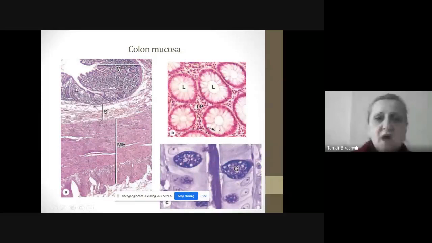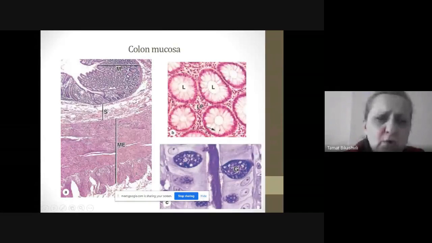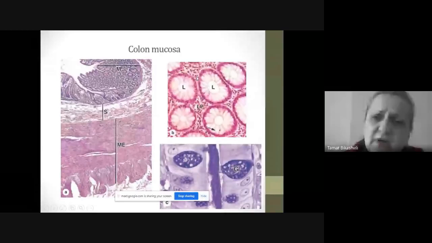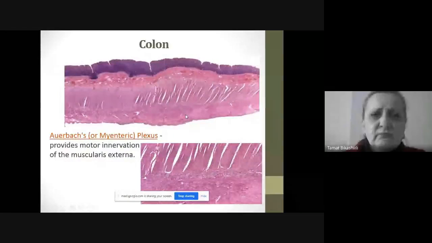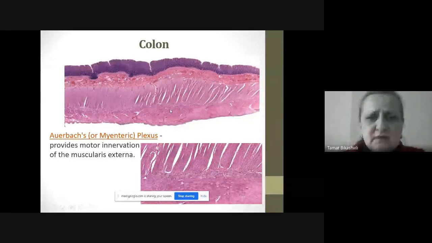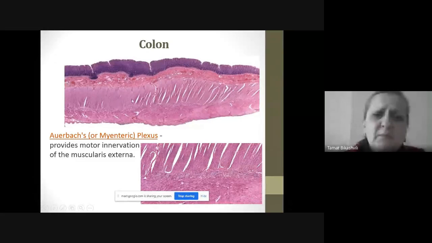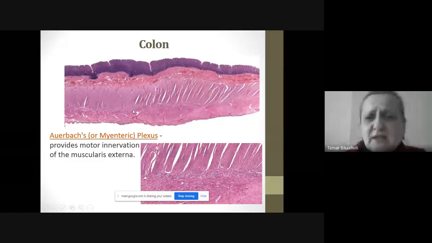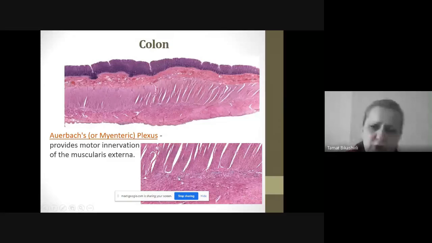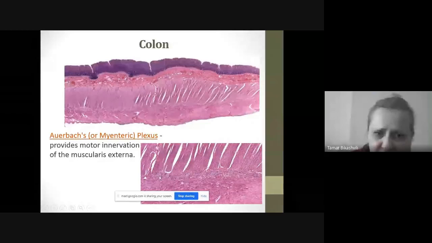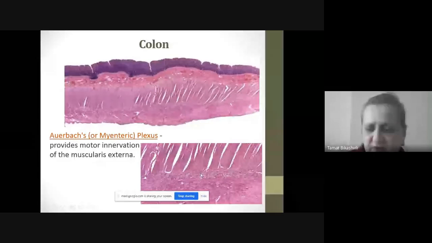So again, mucosa, then submucosa, the muscularis. This is the cross section. The lumen, and around the lumen are the glands, mucosal glands. So mucosa, then the submucosa, and the muscularis. The muscularis externa, the circular and longitudinal layers, and I want to show between these layers the nerve plexus, the myenteric nerve plexus. I think this is visible. Yes, the myenteric nerve plexus is here.